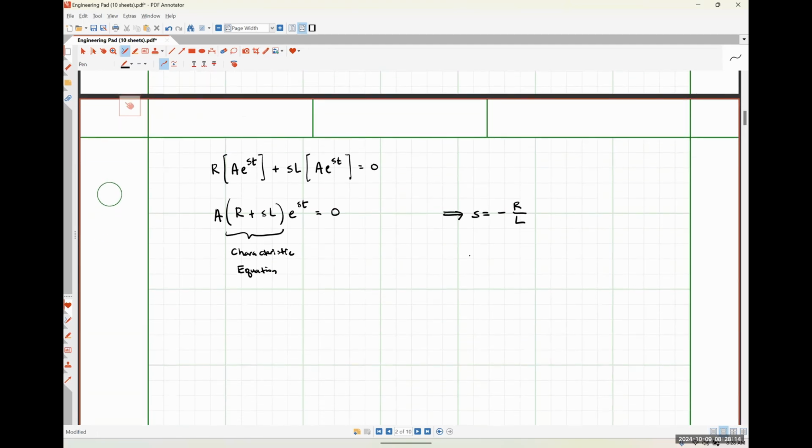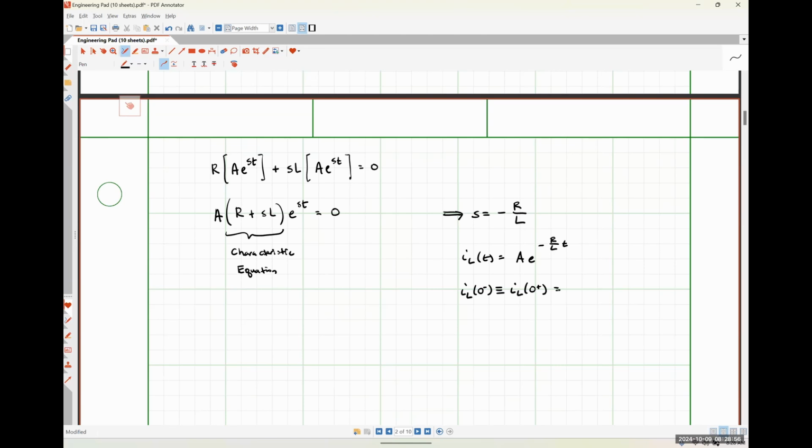So from this, we now know that IL of t is of the form A E to the negative R over L times time, okay? So now we need to figure out what that A thing is, okay? So what do we know about an inductor? Well, we know that the current flowing through the inductor cannot change abruptly. So IL at 0 minus must be exactly equal to IL at 0 plus.